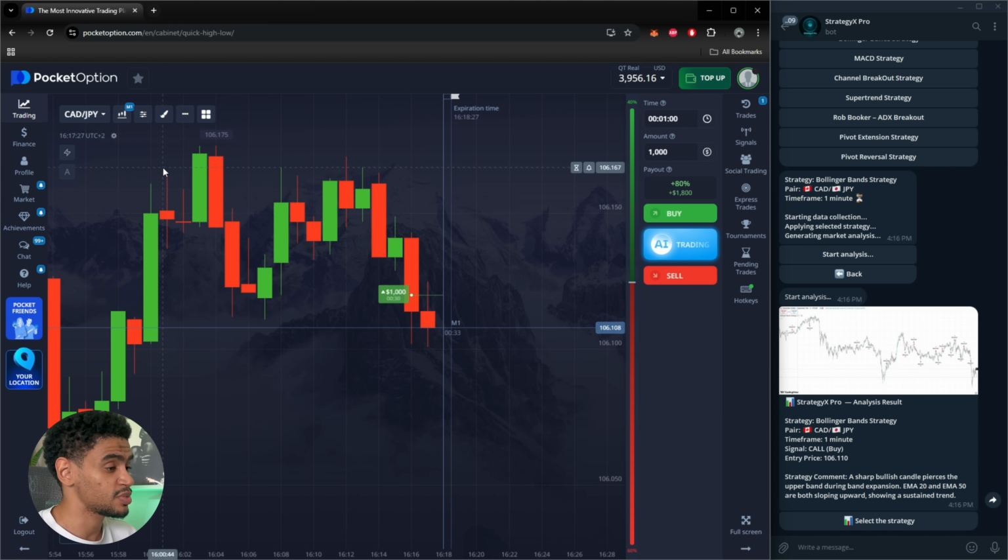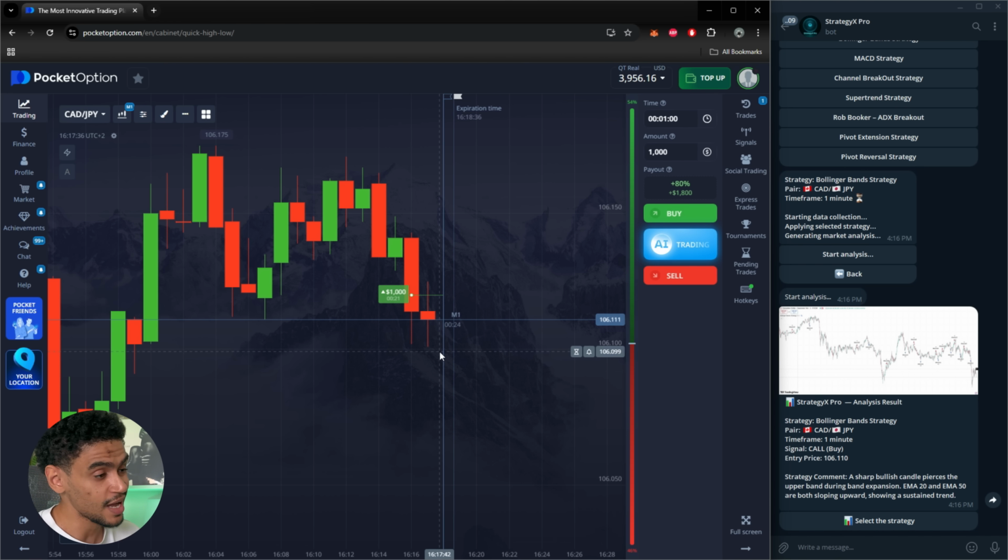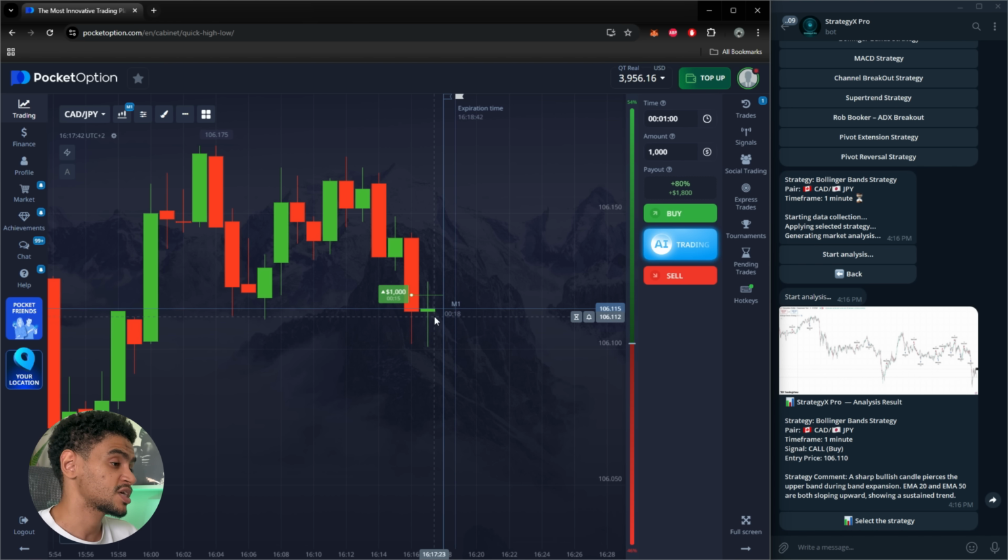So just as simple as that, the robot does everything that you would need to do as a standalone trader, but now you have this in a form of help, so you can actually learn how to understand different strategies and how to trade with them. We have 20 seconds left to go on our trade. I'm expecting a green candle to appear here as we're closing in on the final 10 seconds.